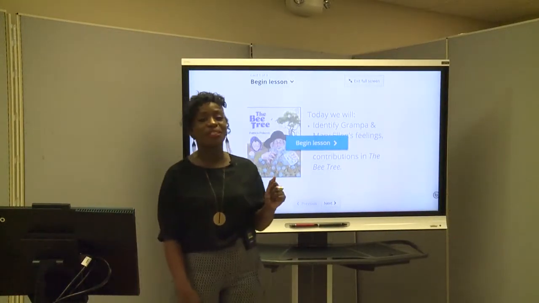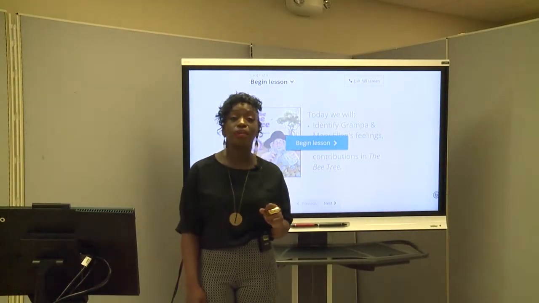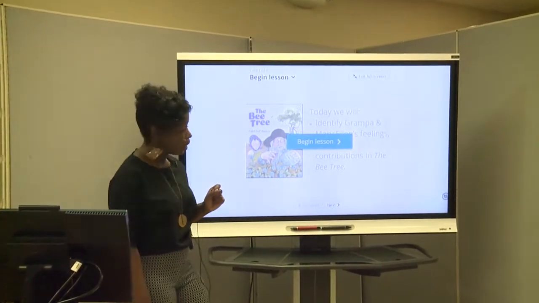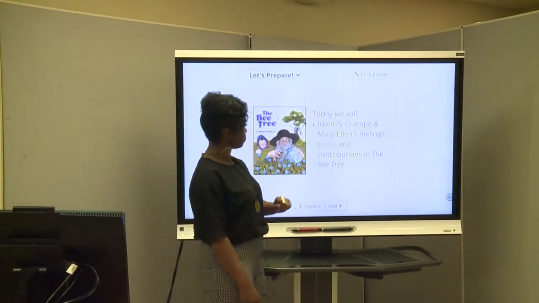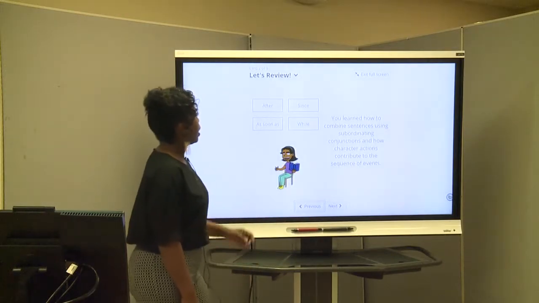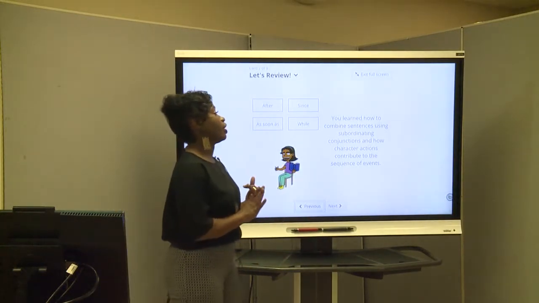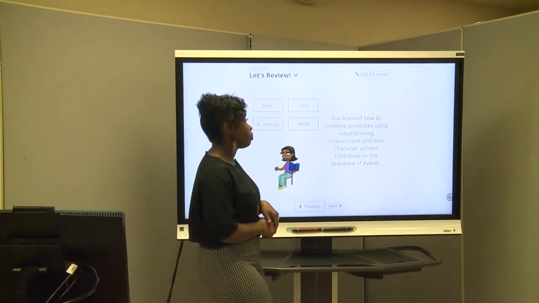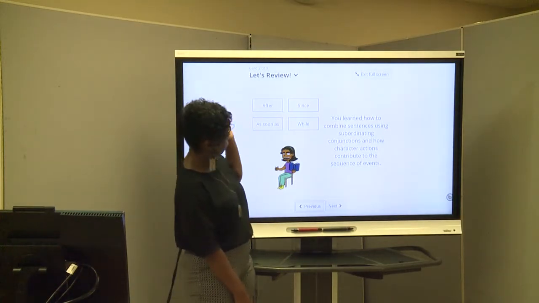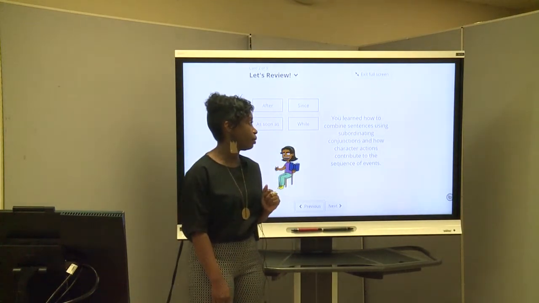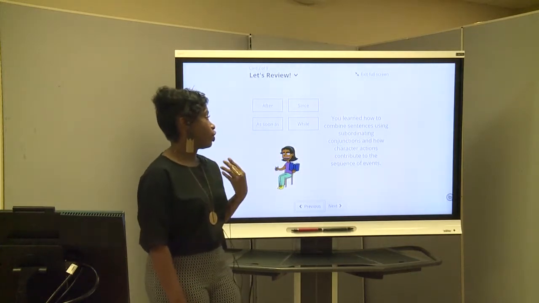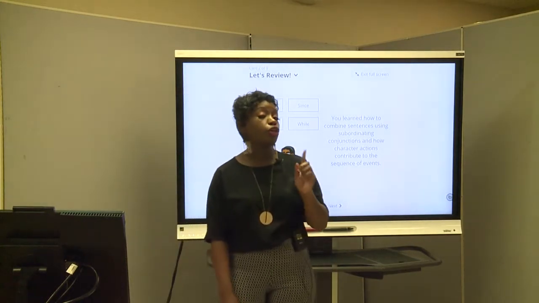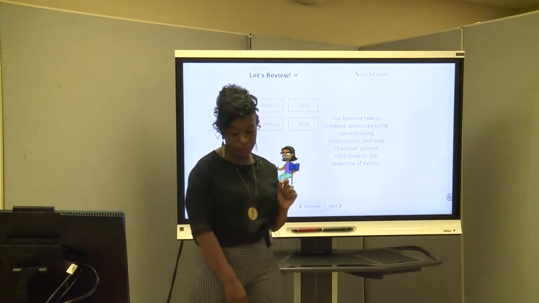Okay, welcome back. We're starting lesson 4 of our guidebook unit, The Stories Julian Tells. So let's begin our lesson for today. In our last lesson, we learned how to combine sentences using subordinating conjunctions such as after, since, as soon as, and while. And we also showed how the character's actions contribute to the sequence of events.